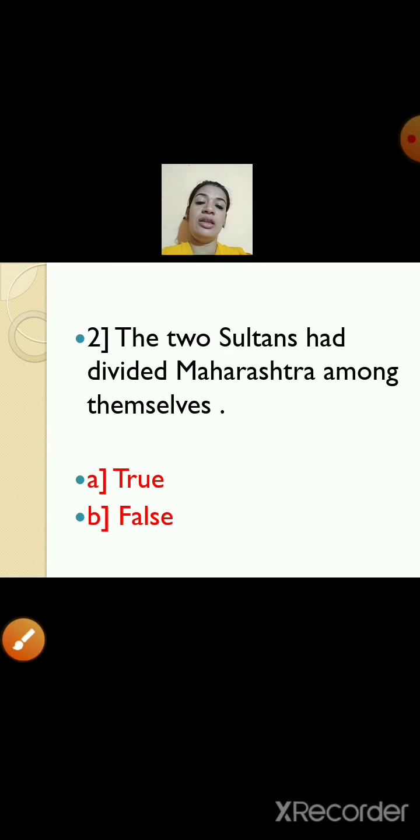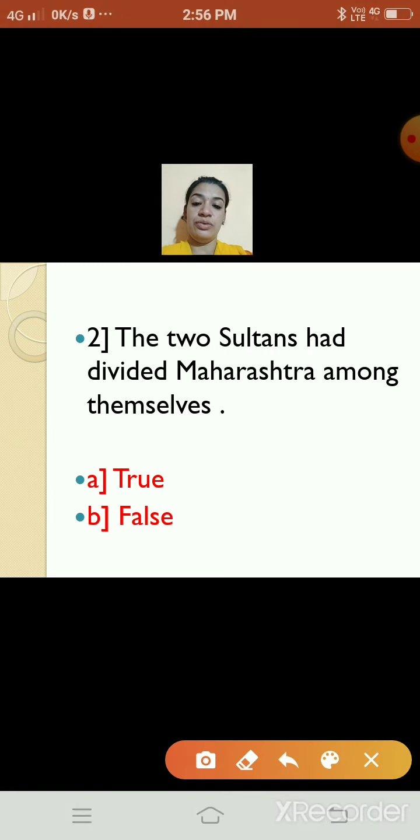Next, the two sultans had divided Maharashtra among themselves. True or false? Yes, very good. The statement is true.